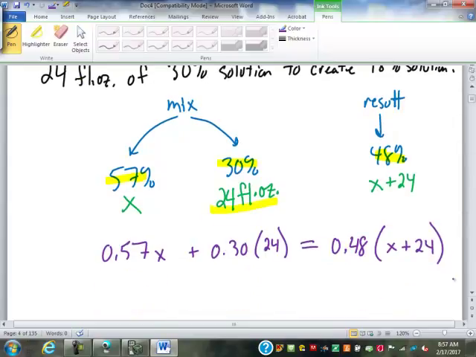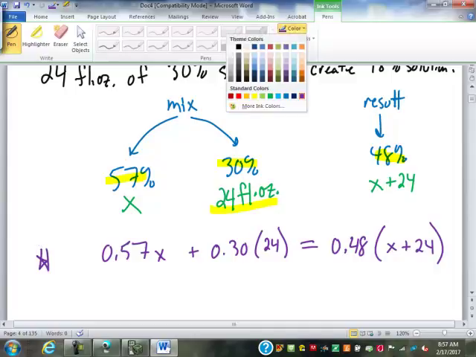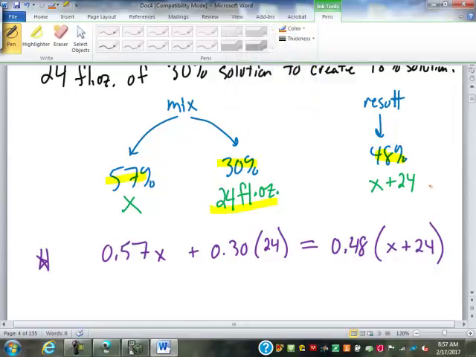Now I'm going to stop right there. Is there anybody that did not get to this equation? Because I'll go back over how we got it if we need to. So everybody made it to that equation just fine? Perfect. So next, then we have to simplify the equation. On the left side, there isn't a whole lot to do here. The 0.57x is just 0.57x. 0.3 times 24 is just 7.2.